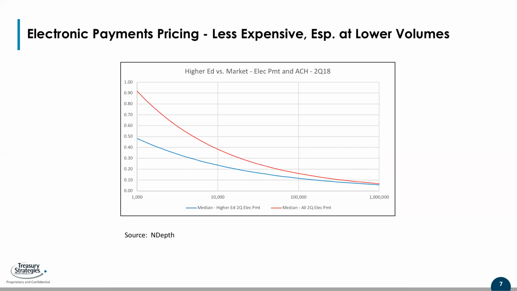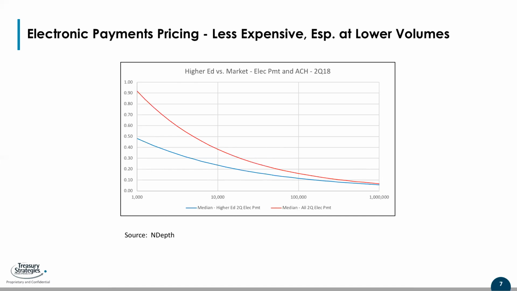At the 10,000 ACH item a month level, higher ed is paying 24 cents an item versus a 38-cent market price per item. That's a huge favorable variance. Scale dynamics are not quite as sharp as in Lockbox, but as the volume increases tenfold, the price gets cut in half, from 24 cents down to 12 cents.